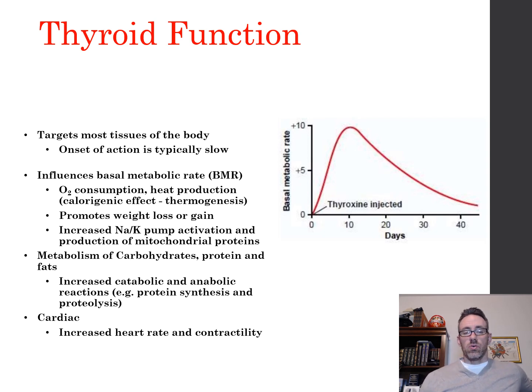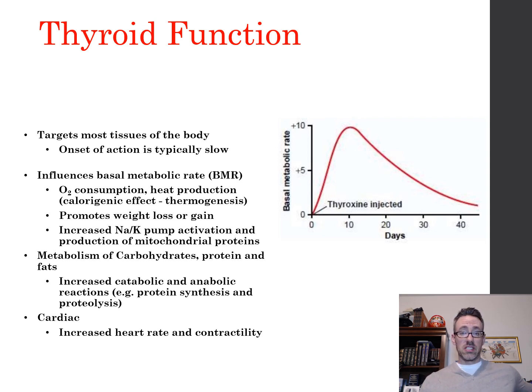In addition to increasing or decreasing our BMR, thyroid hormone also increases or decreases the metabolism of carbohydrates, proteins, and fats. In terms of metabolism, that means both catabolic and anabolic reactions. So it can increase protein synthesis and also increases proteolysis along with it. It'll increase all of those, and it's directly related. So if thyroid hormone levels go up, metabolism of carbohydrates, proteins, and fats goes up along with it.